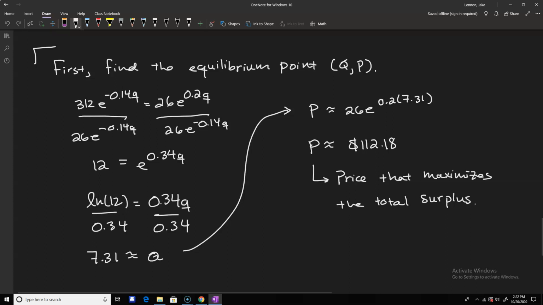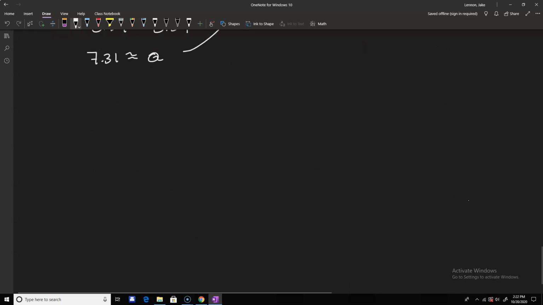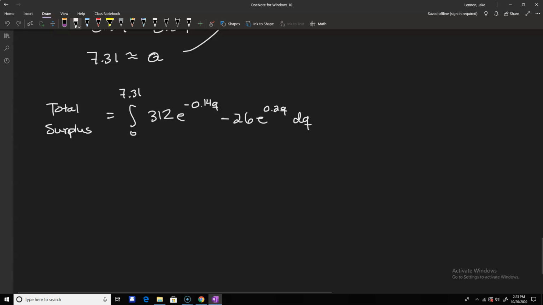And then what we want to do is plug those resulting numbers into the total surplus formula. Again, the price isn't actually important when computing the total surplus. We really only need to know that quantity. So the total surplus here is given by the integral from 0 to 7.31. And then we take the demand curve and subtract the supply curve. So we get the integral of 312 times e to the negative 0.14 q minus 26 e to the 0.2 q dq.